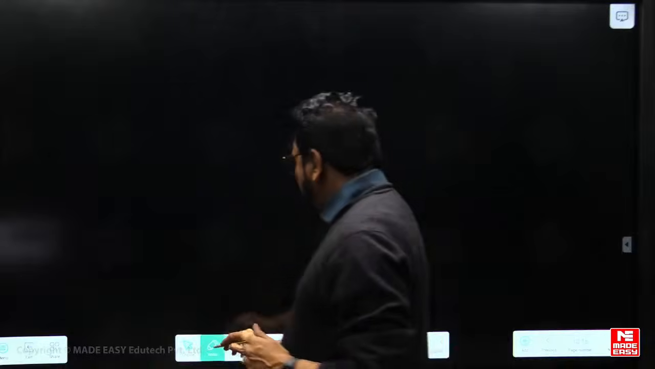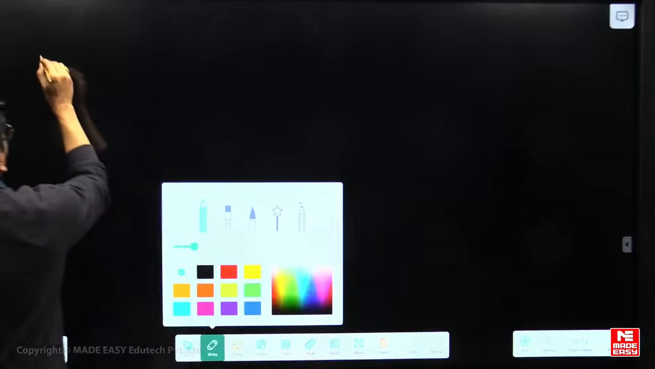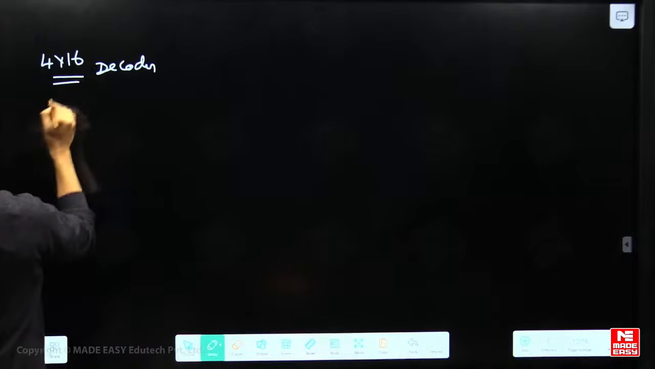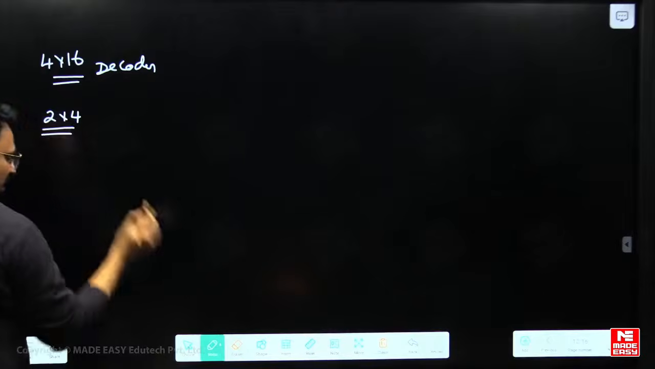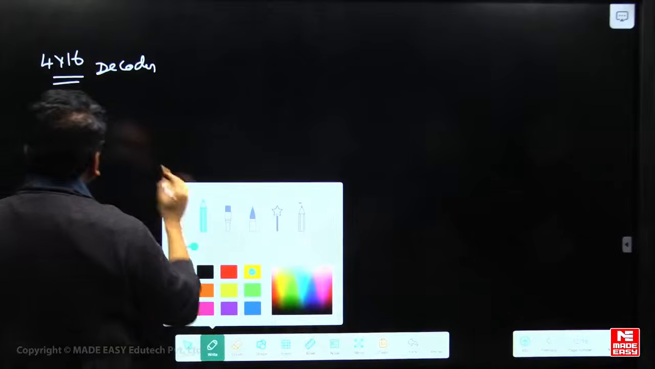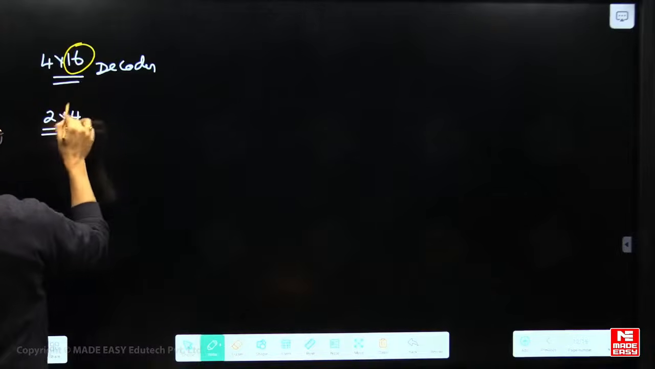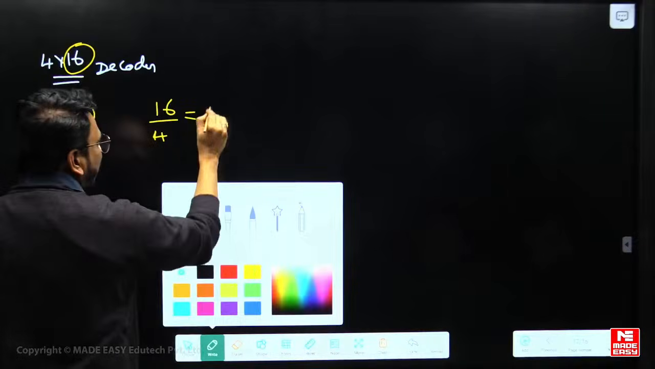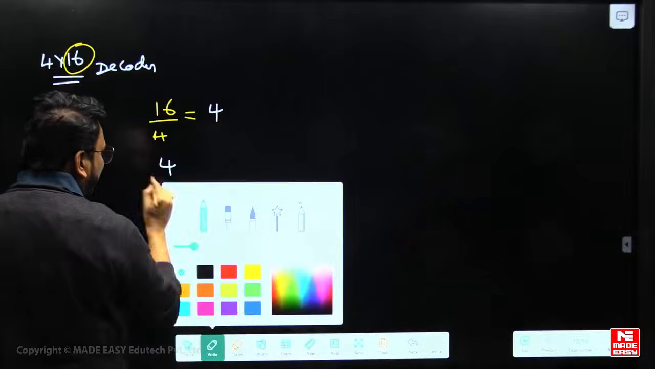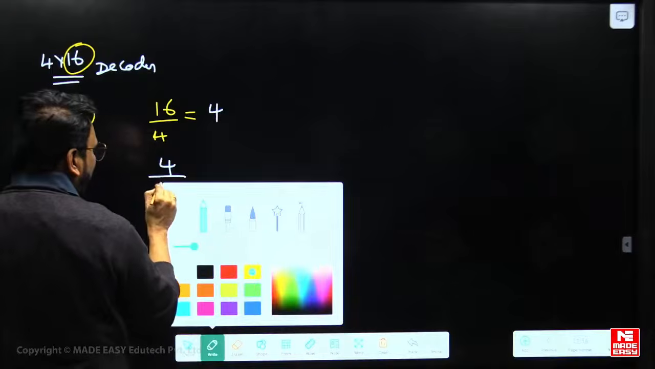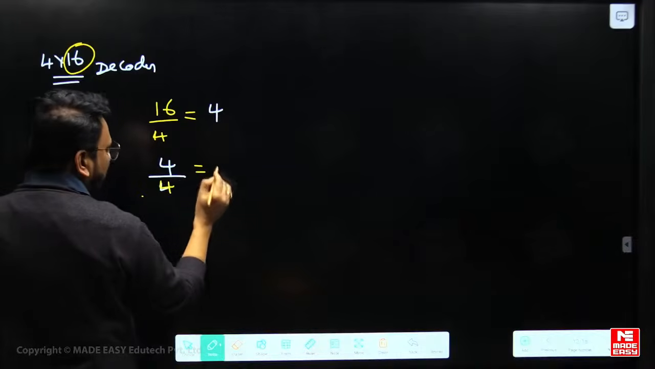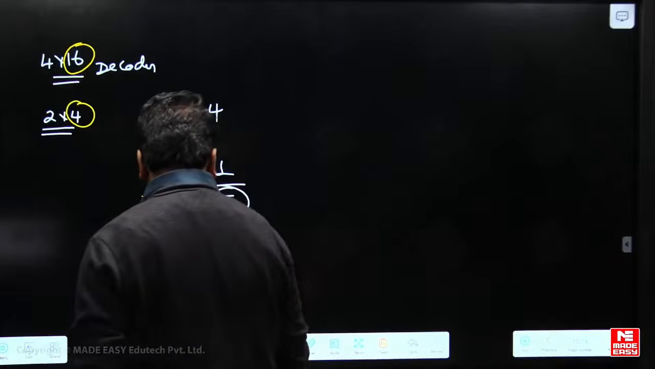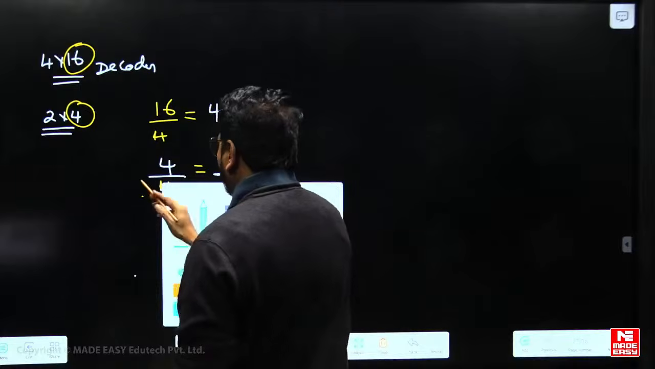Now, related to the designing also they will ask. For example, they are asking a 16 by 1... 4 by 16 decoder using 2 by 4 decoders. Then what should be done here? You should divide 16 by 4. How much is it, tell me? 4, sir. That 4 is taken again, divide this one with this 4. We're going to get 1, sir. So 4 plus 1 is 5. 5 2 by 4 decoders are required.